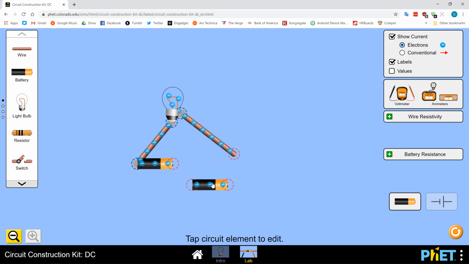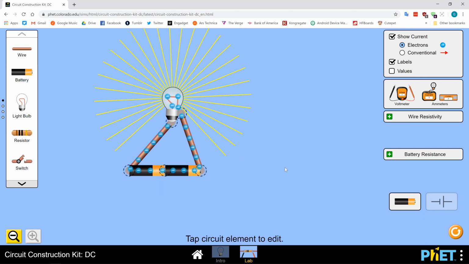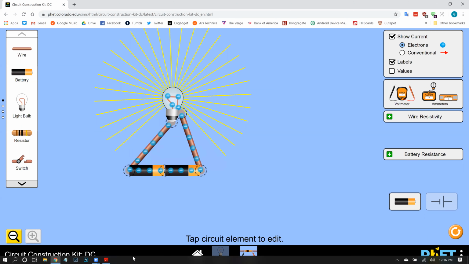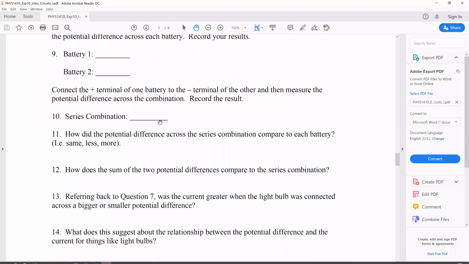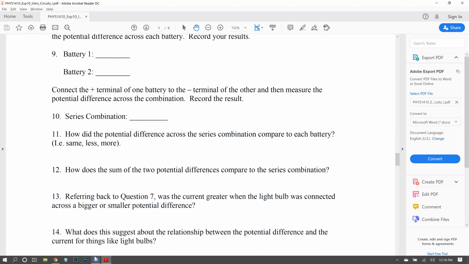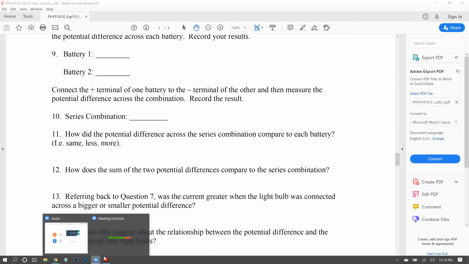So I'm going to go ahead and cut that one out and reconnect this so that you can see that the charges move slower and there are fewer light rays here. So then we're going to make measurements for the circuit. First thing we will measure are the battery voltages. So we're going to measure the voltage across each battery.